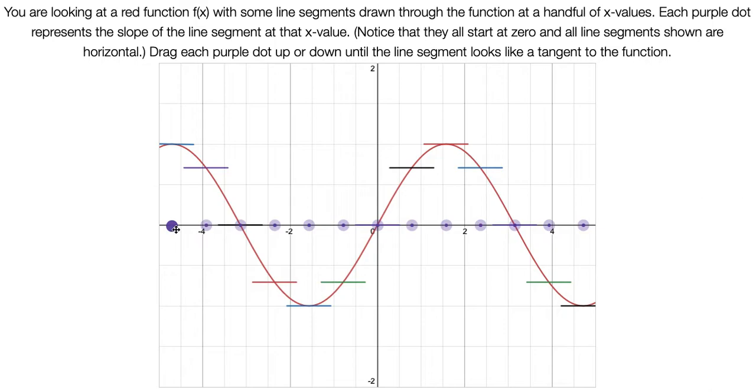For example, right now, this point already is controlling a tangent line. That horizontal line right there is tangent to the red graph. Moving on to the next purple point, I need to control that line a little bit. What I'm going to do is make it just right so that that purple line is tangent to the red function.